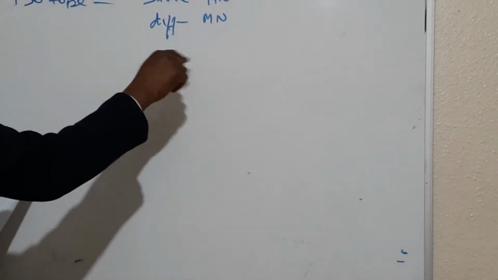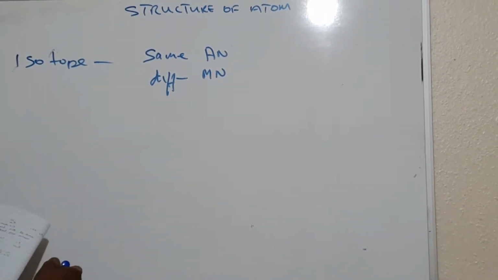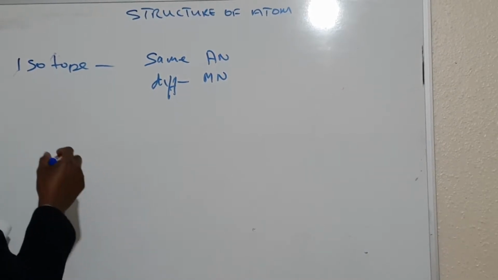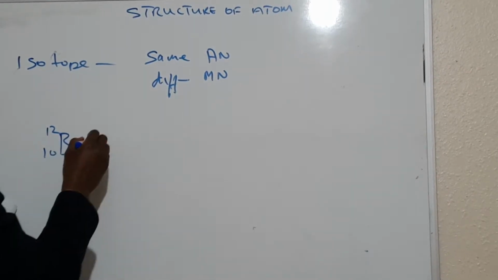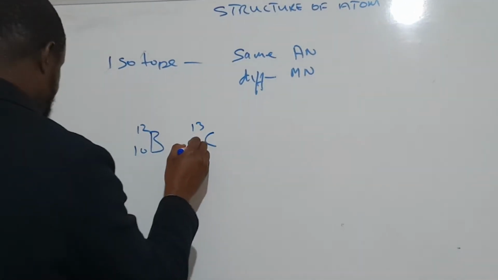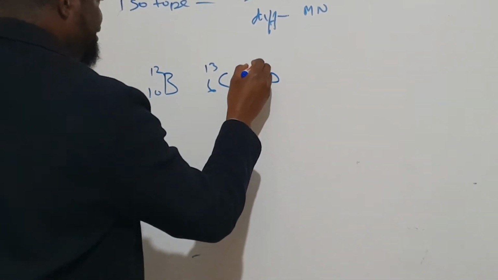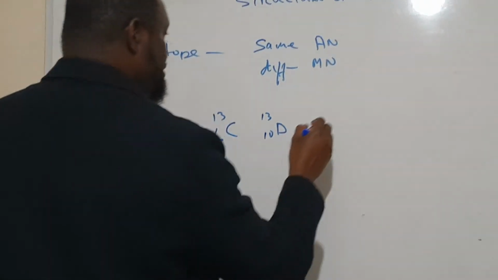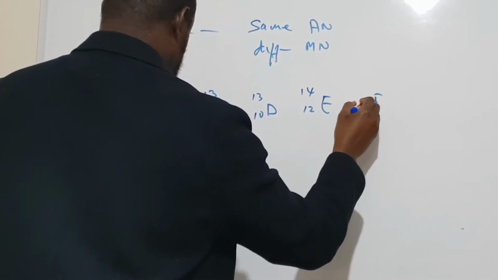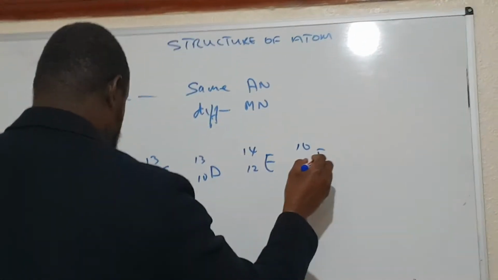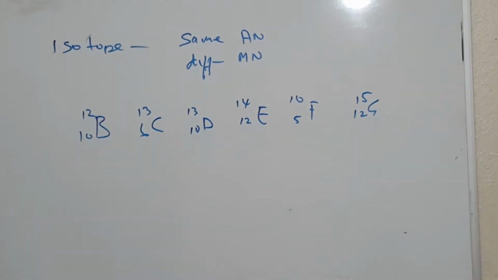If they give a question like this, okay, they said you are given compounds. Identify which are isotopes. Compound B, 10.12. C, 13.6. D, 10.13. E, 12.14. F, 5.10. G, 12.15. Now, which of these are isotopes?